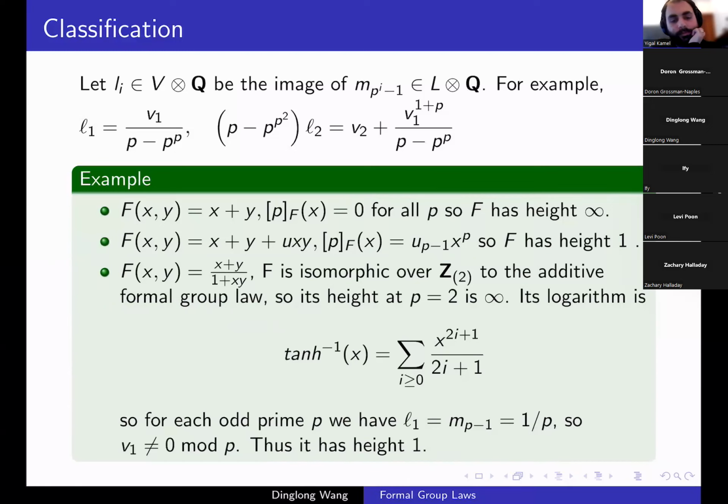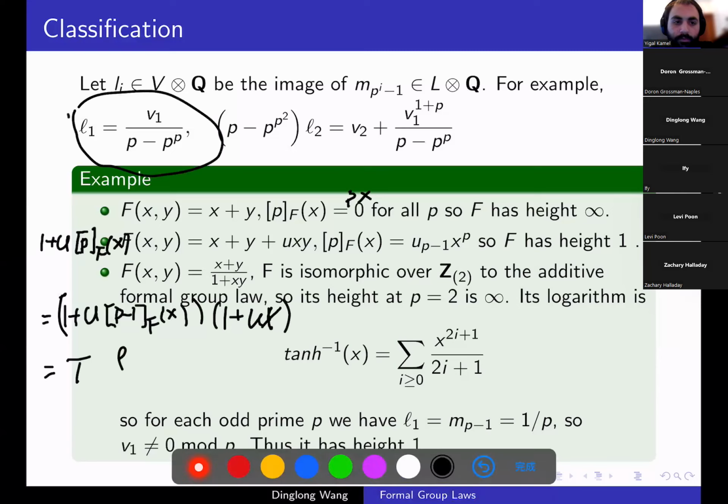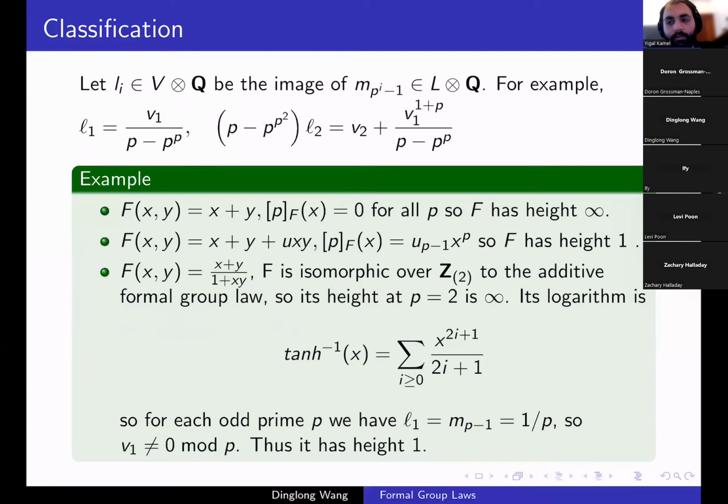So for each odd prime p, we have that L1 is the image of m p minus 1. The equal sign here just means that it's the image of these things in the corresponding ring. So L1 equals m p minus 1 equals the inverse of p. So V1, by the definition here, is not equal to 0 mod p. Thus it has height 1 by the previous proposition.